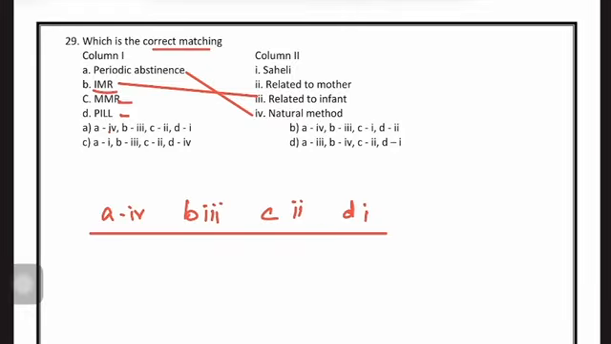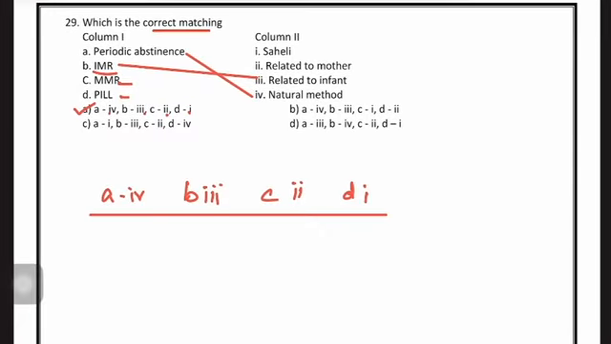A4 right. Okay. B3 correct. C2 correct. D1 correct. So answer is option A. Let's see if B is right. No. This is right. B3 right. C1 incorrect. A1 incorrect. A3 incorrect. So answer option A.